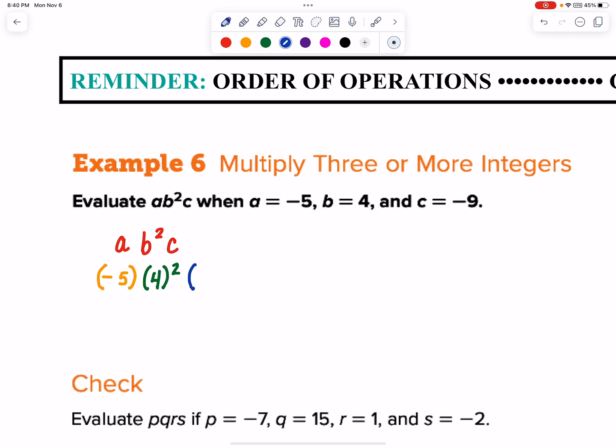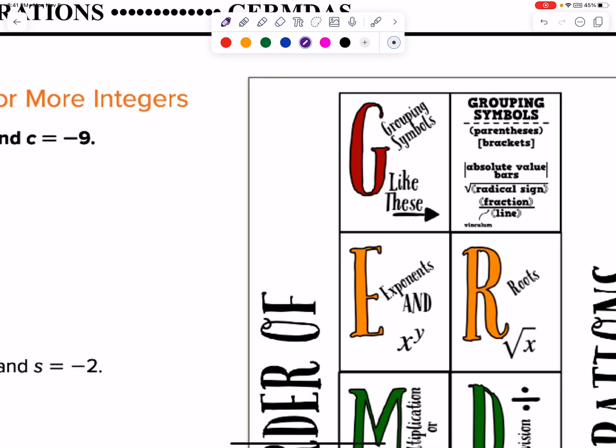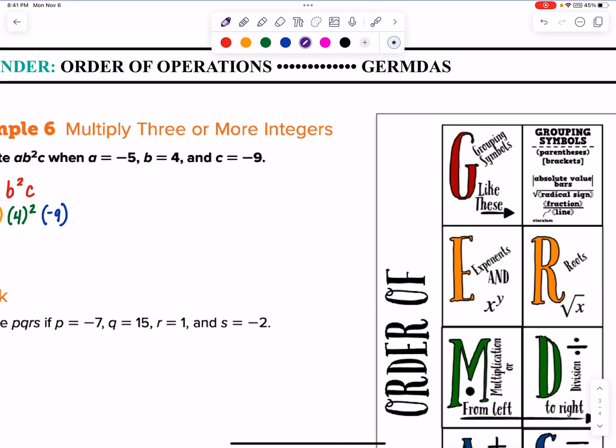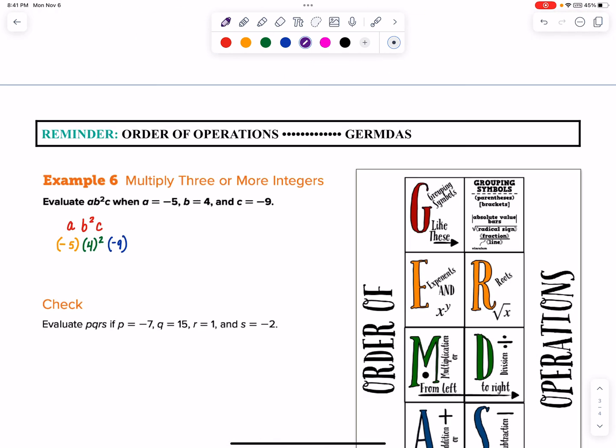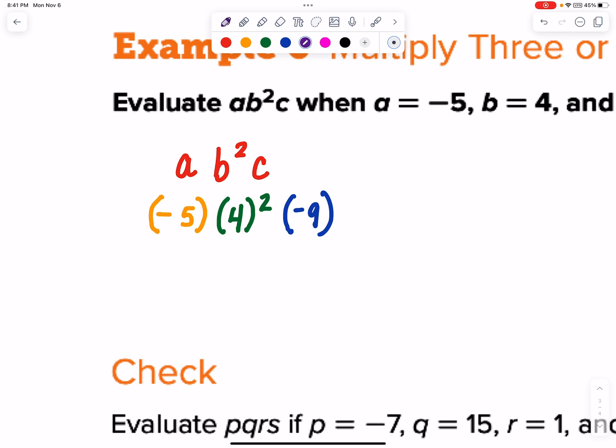And then multiplying by C, which is negative 9. So you can see I'm using the parentheses as organizational parentheses. Okay, so order of operations says I have to take care of grouping. Well, there's no grouping. Those are just organizational parentheses. Are there exponents or roots? So we can see the 4 squared. So I have to take care of that first. So I'm going to go ahead and do 4 times 4, which is 16.